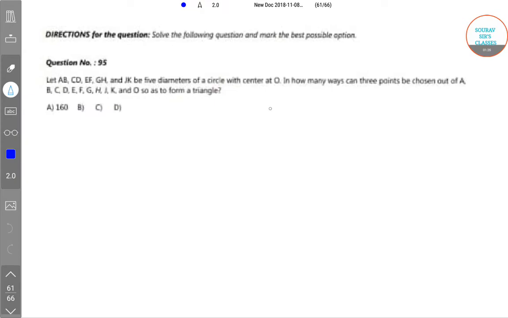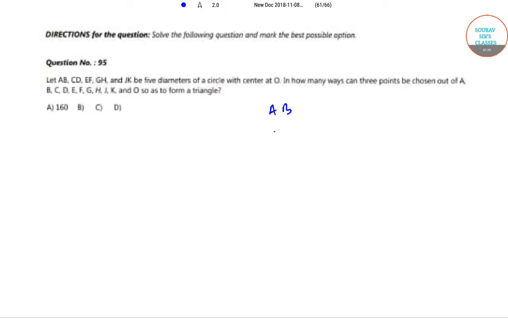The next question is, let A, B, C, D, E, F, G, H, J, K be 5 diameters of a circle with center at O. So O is the center. In how many ways can 3 points be chosen out of A, B, C up to J and O so as to form a triangle?